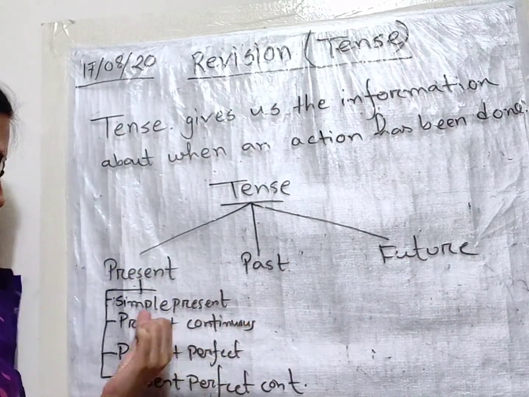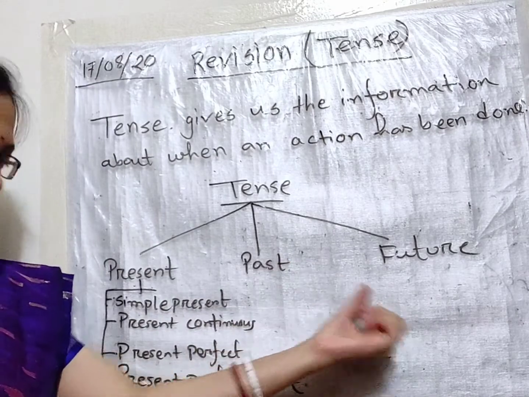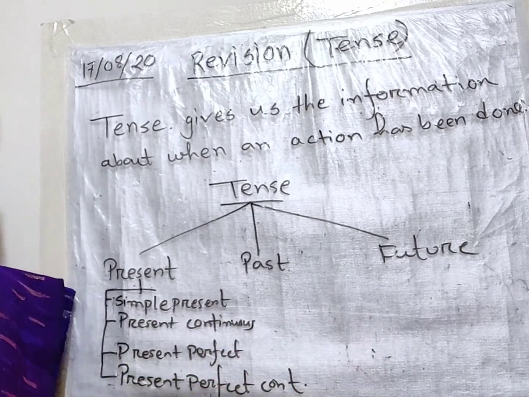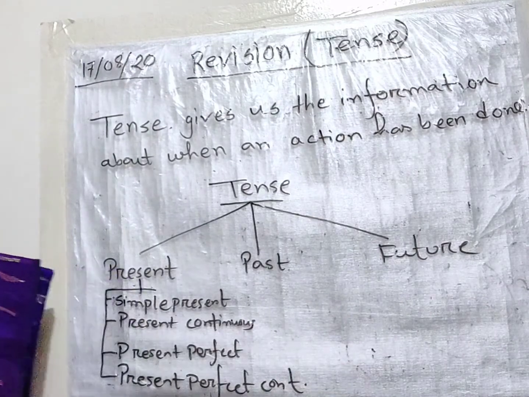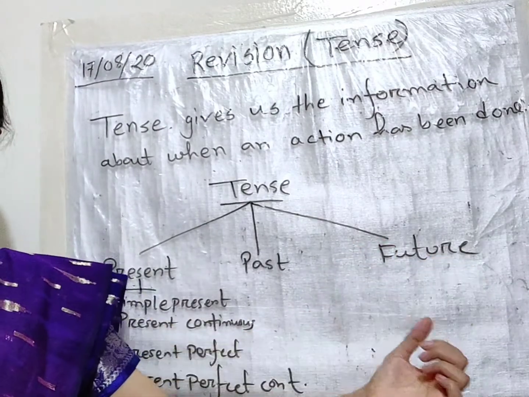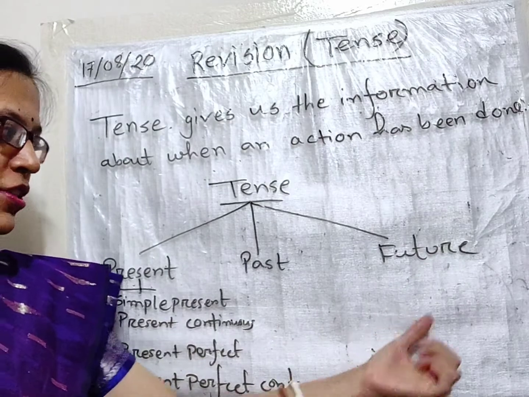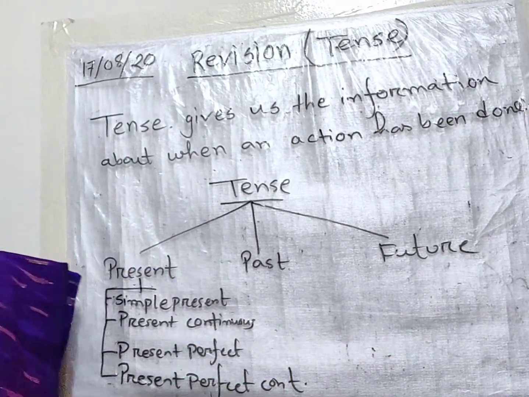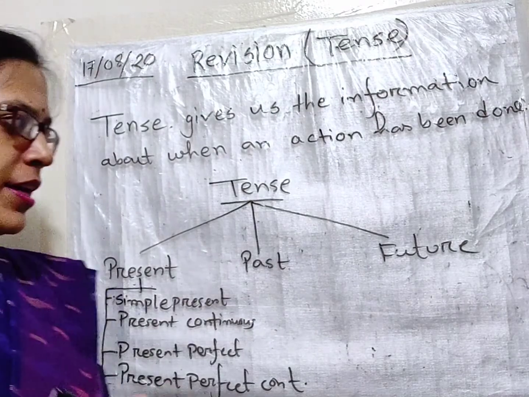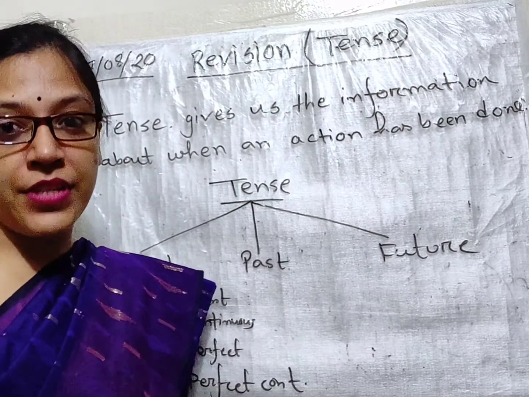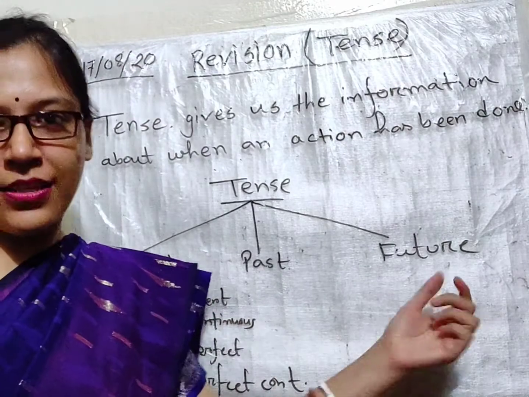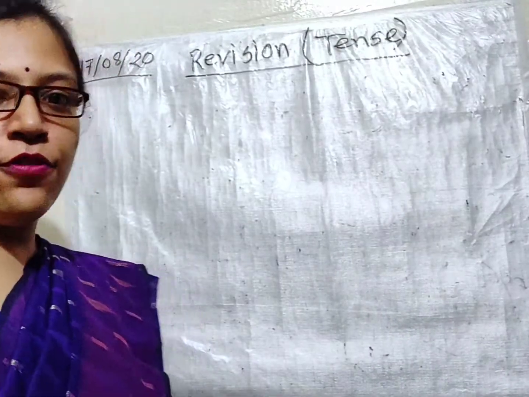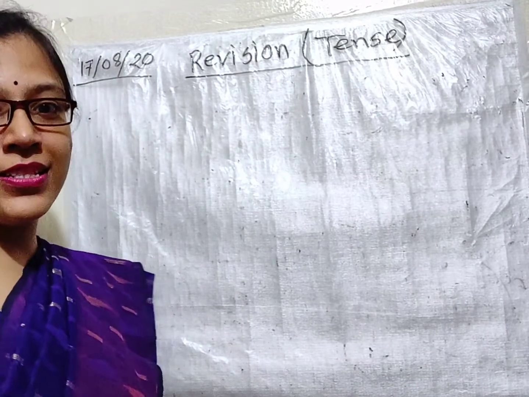It would be simple past tense, past continuous, past perfect, and past perfect continuous. Similarly, simple future tense, future continuous, future perfect tense, and future perfect continuous. So these are all the same, just the types of tense change. That means present, past, and future. Okay.